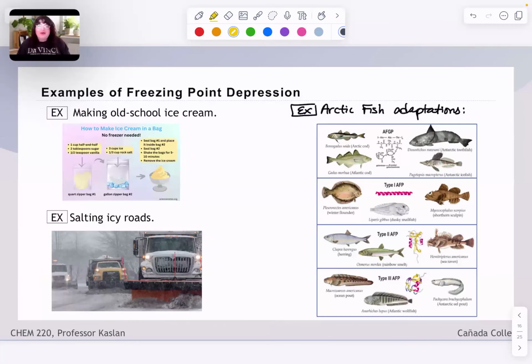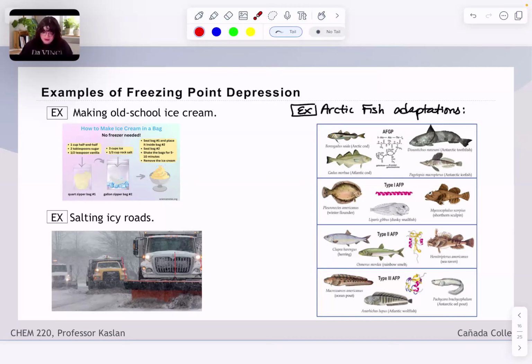Why on earth do you, as students enrolled in Chem 220, care about freezing point depression? So I'm going to zoom in a little bit because I know that this is a small image. The first example is making old school ice cream. Ice cream is not as modern as you might think it is, right? So if you were to go back and ask yourself how people were making ice cream before modern refrigeration or freezing technologies existed, it's because they were utilizing freezing point depression.